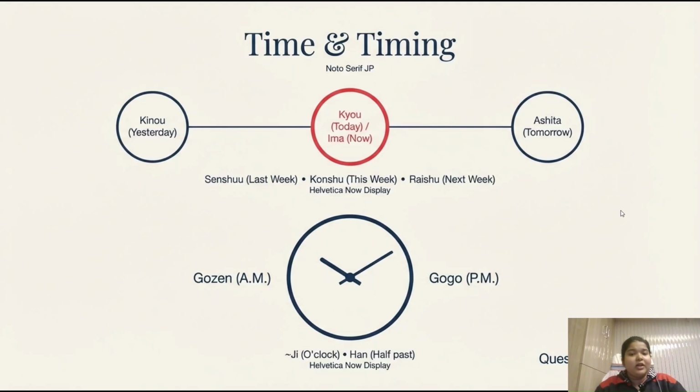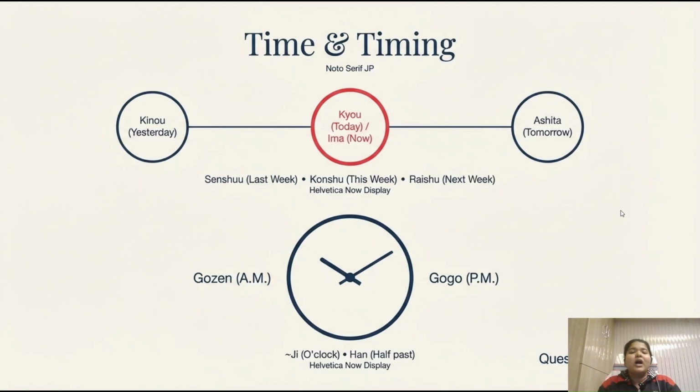If you're watching it today, call it kyo. If you had watched it yesterday, I'm just giving an example, definitely not going to watch it yesterday because this video is going to be up today or tomorrow. If I'm talking about tomorrow, it is called ashita. If I'm talking about yesterday, it's going to be kino, kino.